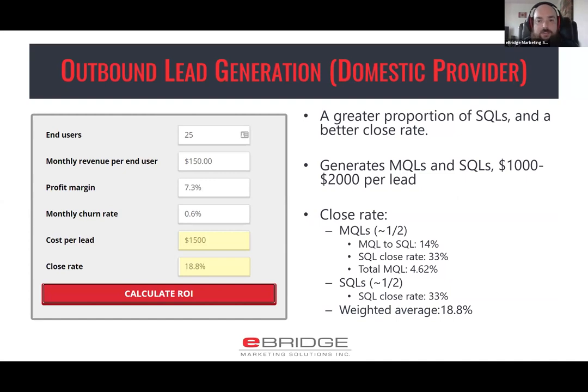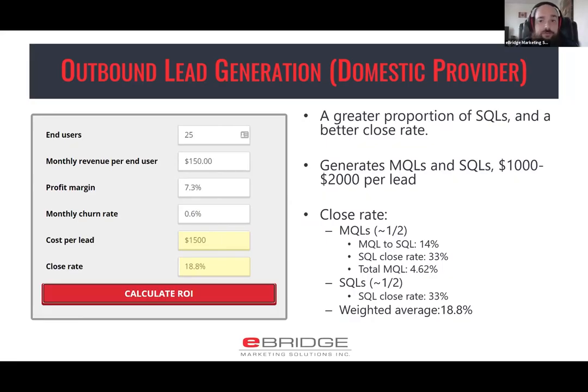But we could talk about a domestic provider. And so with a domestic provider who understands the local market a little bit better, has a little more sophistication, you're going to have more SQLs and MQLs when you compare to the overseas provider, and you're also going to have a better close rate.